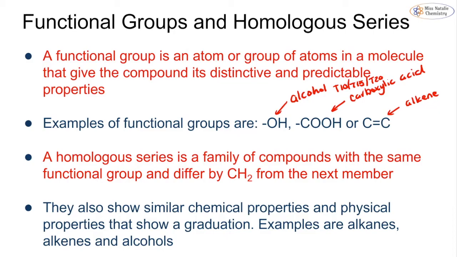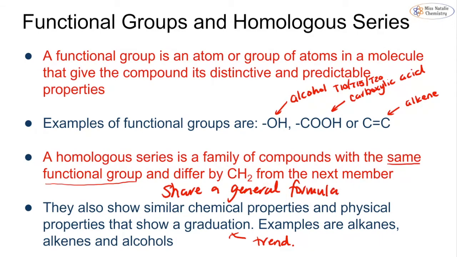So a homologous series is a family of compounds that all have the same functional group. So they all have an OH group or a carbon-to-carbon double bond and so on. And they differ by CH2 from the next member, meaning the chain length is increasing by 1 carbon and 2 hydrogens each time. They're also going to show similar chemical properties and physical properties that show a graduation or a trend. And we will talk more about them when we look at the alkanes and alkenes in more depth. And they also share a general formula.